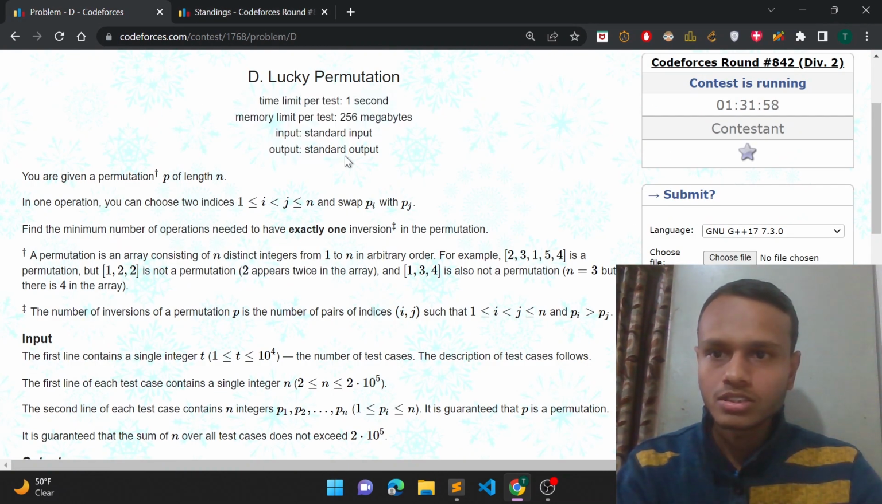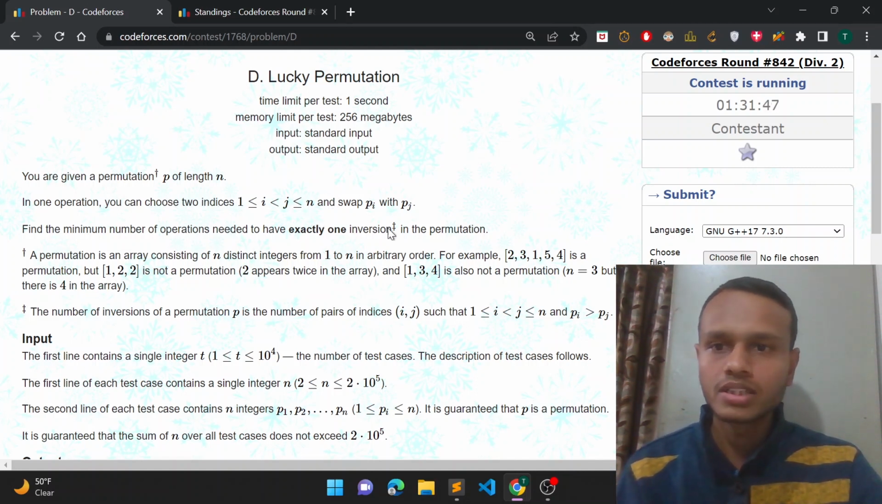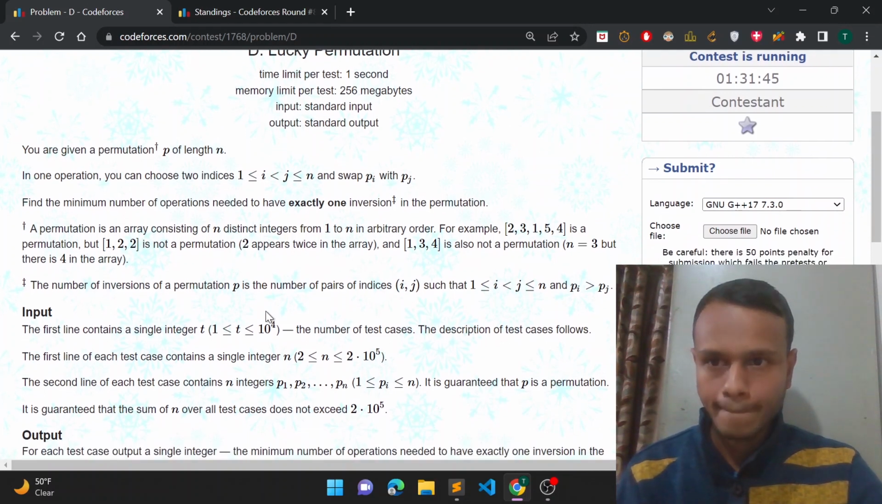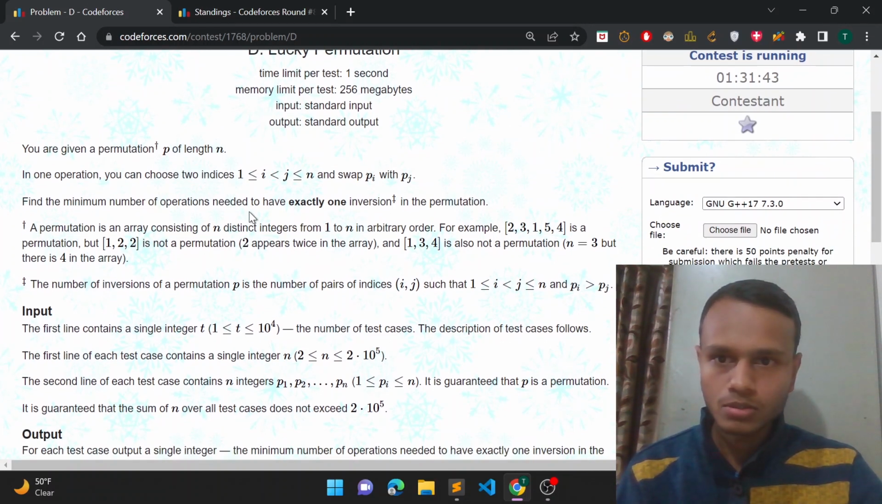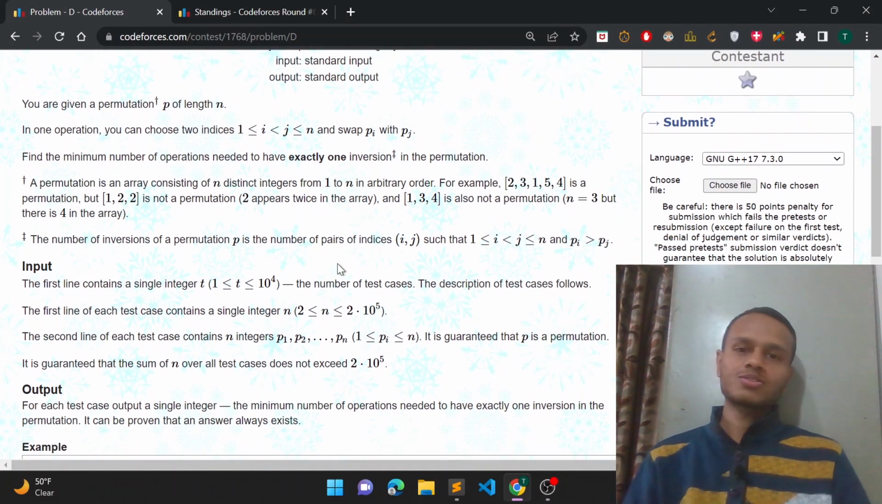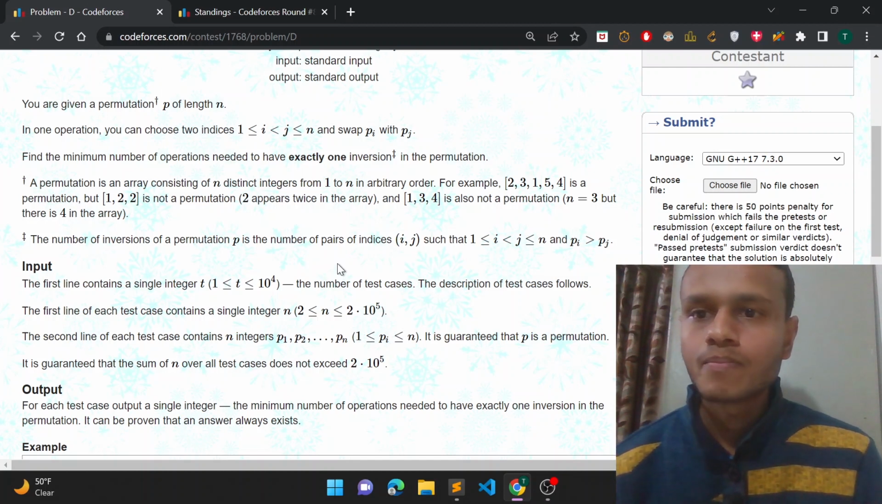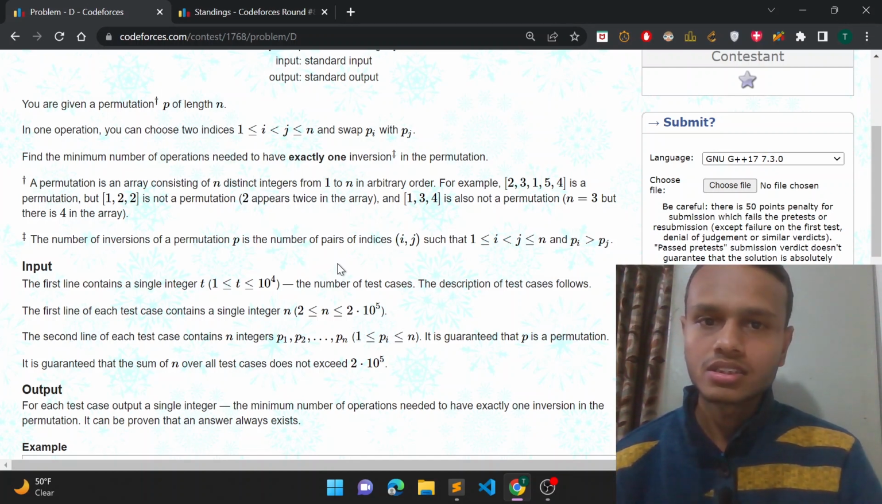Lucky permutation. In a permutation P of length n, in one operation you can choose two indices I and j, both have to be distinct, and swap pi and pj. Find the minimum number of operations needed to have exactly one inversion in the permutation. Permutation is an array. Yeah.